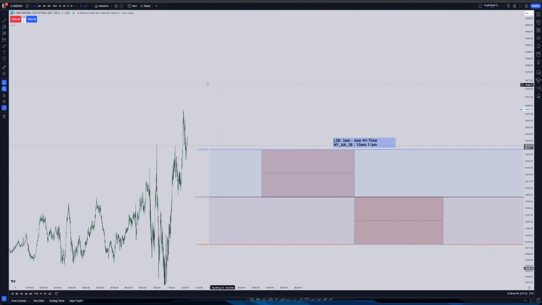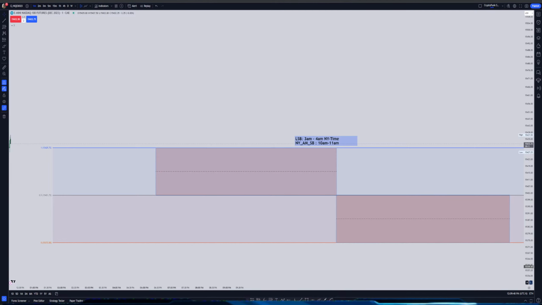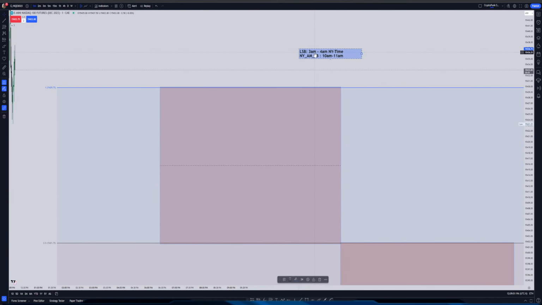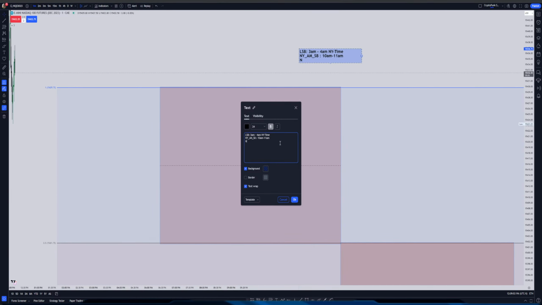your silver bullet, right? Let me make it a little bigger one more time. And the last silver bullet is the New York PM session, the PM silver bullet. This one starts from 2 p.m. and ends at 3 p.m. So this is your silver bullet time. Let me make it a little bigger so that you can see the time properly. Yes, this is your silver bullet time.